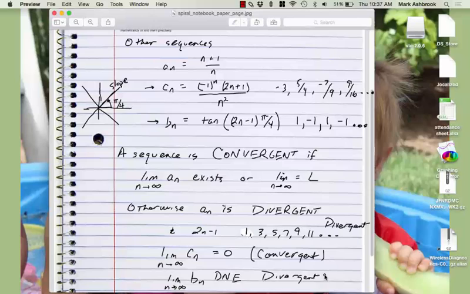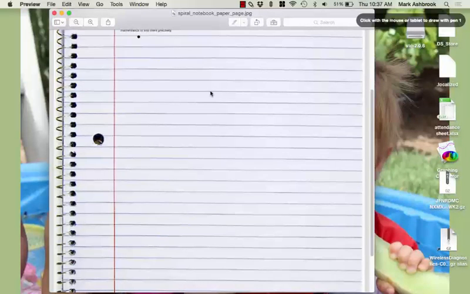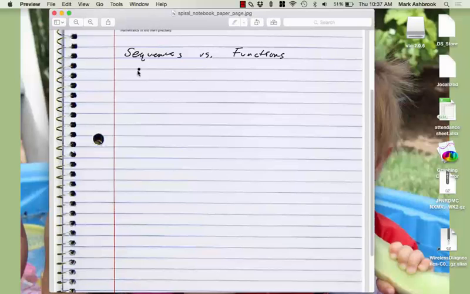Okay, so this feels a lot like functions. So how is a sequence the same as a function? How is a sequence different than a function? What would be the corresponding function f of x to 1 over n squared? So what would be the function corresponding to that? 1 over x squared, right? Okay, so how are these alike and how are these different?